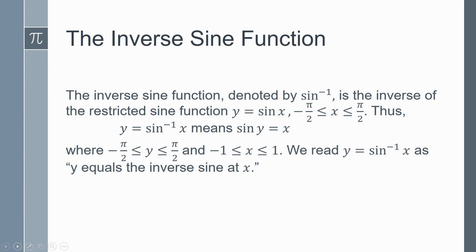The reason why we have these ones and negative ones is if you're thinking about the unit circle, the biggest and the smallest number that sine could be is 1 and negative 1 because of the radius of the unit circle. Okay, so we read y equals sine to the negative first of x as y equals the inverse sine of x. Okay, so having that domain from negative pi over 2 to positive pi over 2 is going to be very important.